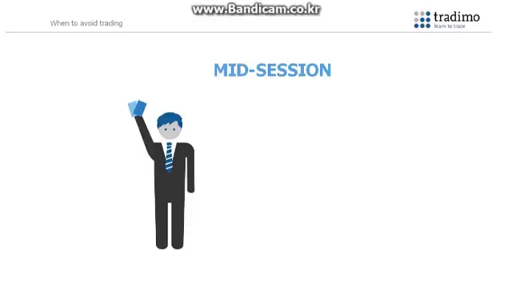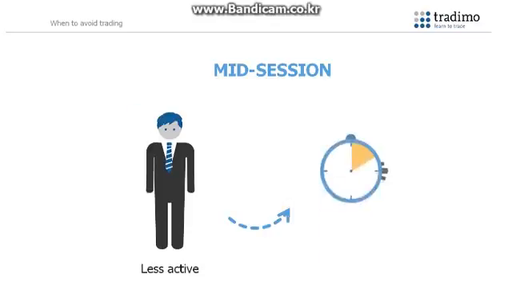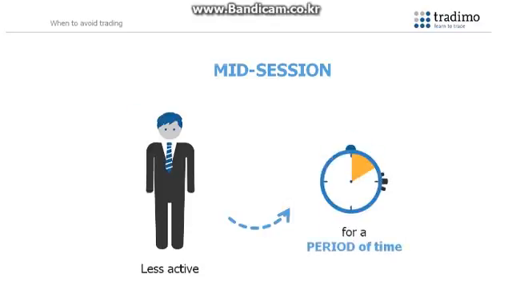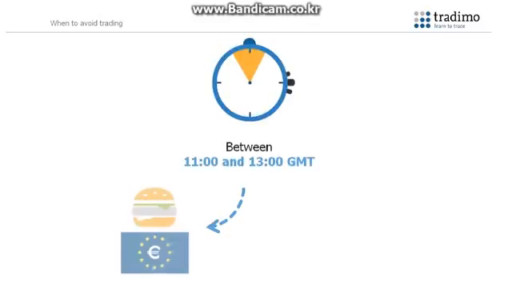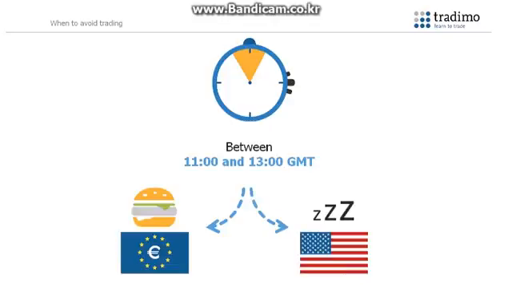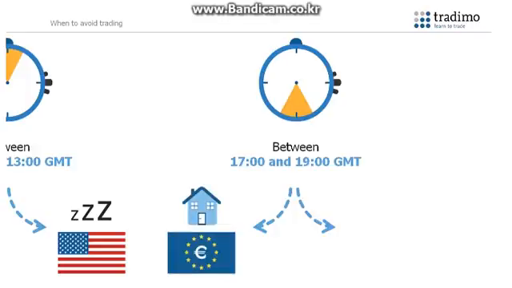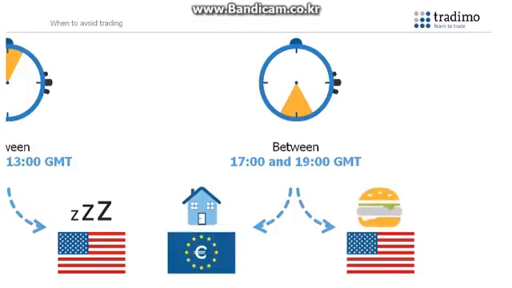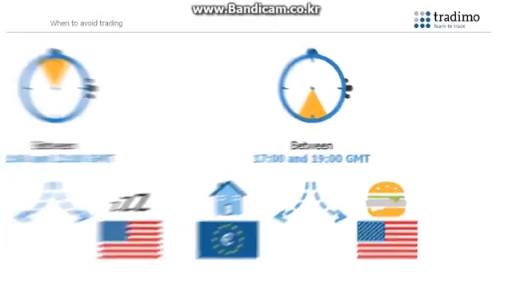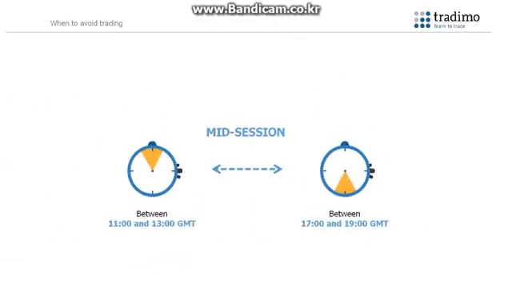A mid-session is when traders in so-called active sessions become less active for a period of time. An example is the time between 11 and 1300 GMT, when European traders are at lunch and are also waiting for the New York session to open. Another example is 1700 to 1900 GMT, when European traders go home for the day and US traders go to lunch. Mid-sessions are something to consider if you enter during the middle of a trading session.